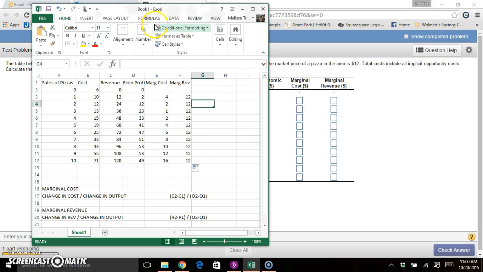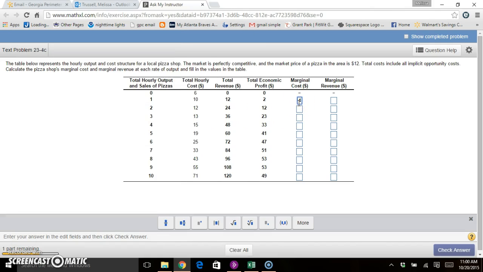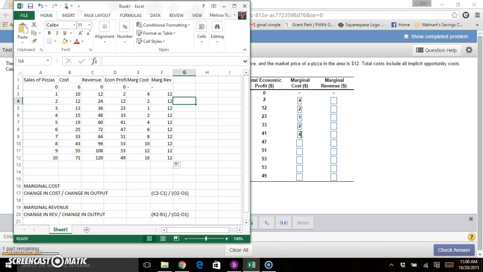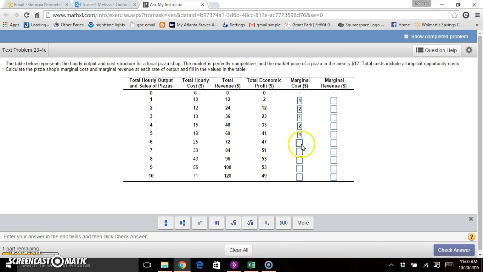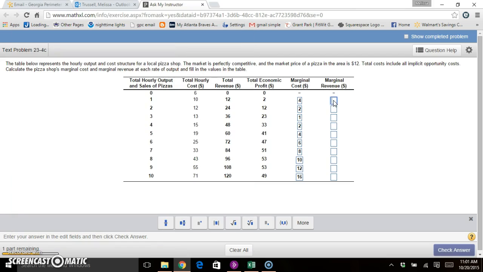So I've got 4, 2, 1, 2, 4. Let's see if I can remember that. And then 6, 8, 10, 12, 16. And my marginal revenue, you notice, is 12 all the way down.